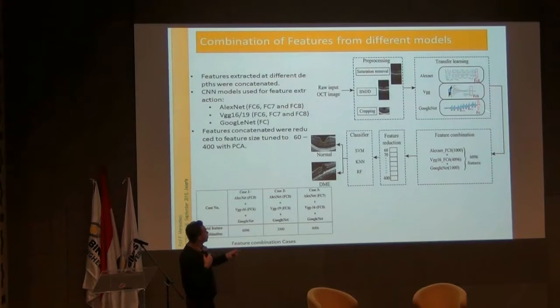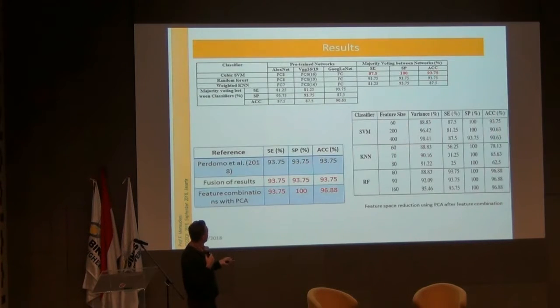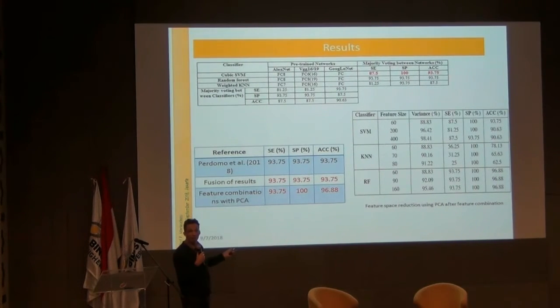And then you can also do the combination of the features. Then you can reduce the combination of the features, and you can plug it into a classifier. And that's what we obtain. So with fusion of features, now we move to 93.75 everywhere: sensitivity, specificity, and accuracy. Okay? And then we get even better results when we combine with PCA. So we are reaching almost 100%. And we are still doing transfer learning.